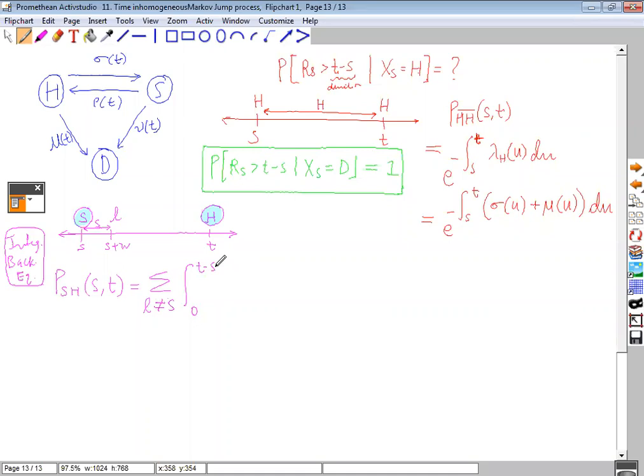Good. Then e raised to minus integration from S to S plus W, lambda S u du. Great. Then mu SL in bracket S plus W. Very good. Then P SL in bracket S plus W to T. No, it will be L to T. L to T, H, right? We're talking about the states. Yeah, H. S plus W to T.